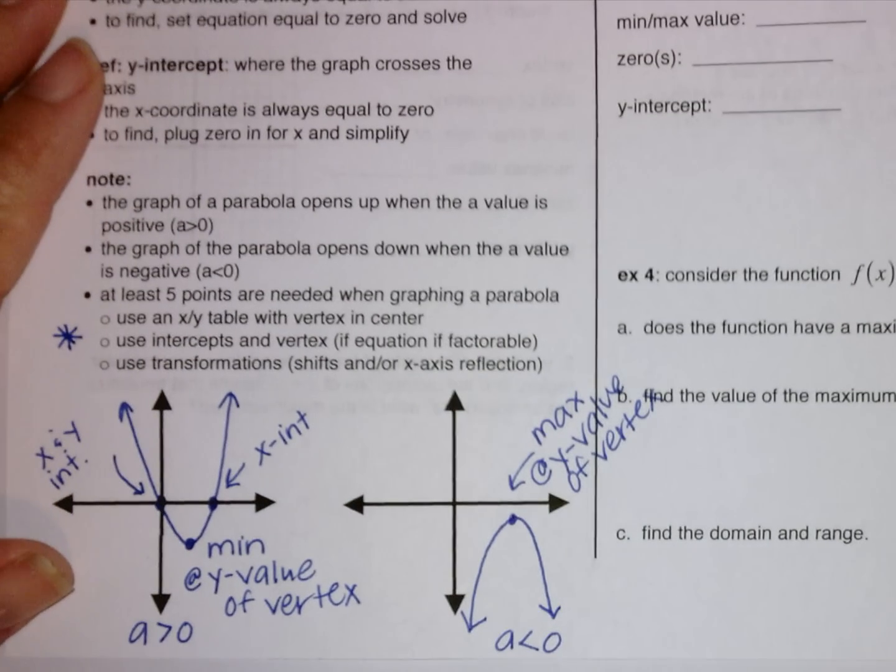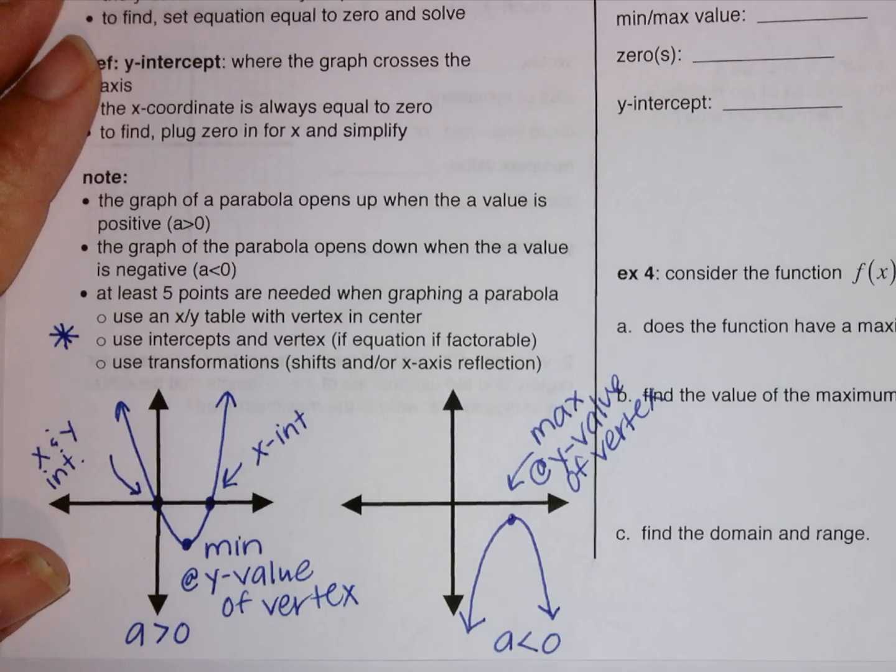This little bullet point right here is important for you guys. You need to make sure that for this class you use at least 5 points when graphing a parabola. So you can either use an xy table, use intercepts and vertex, or use the transformations that we learned in 1.6. So we're going to jump around with our examples a little bit just because I want to.